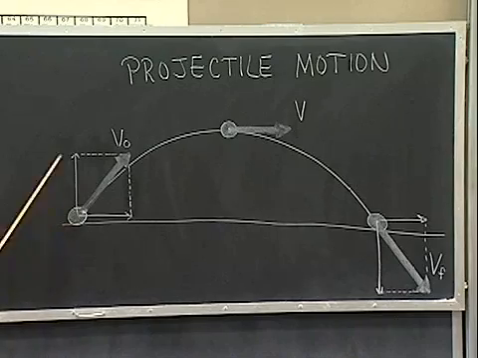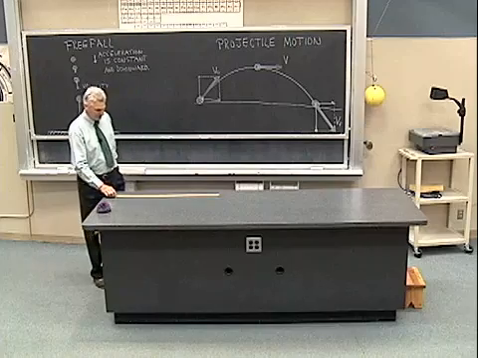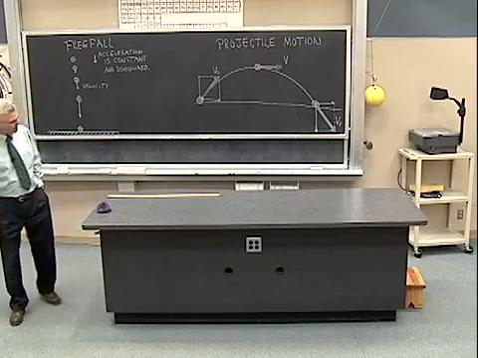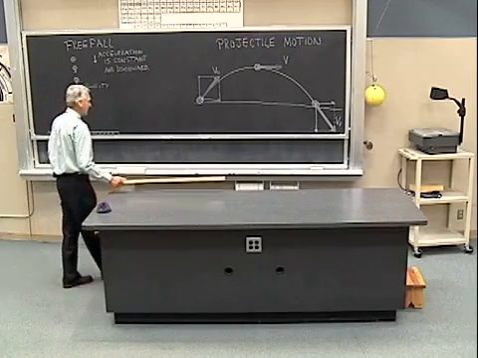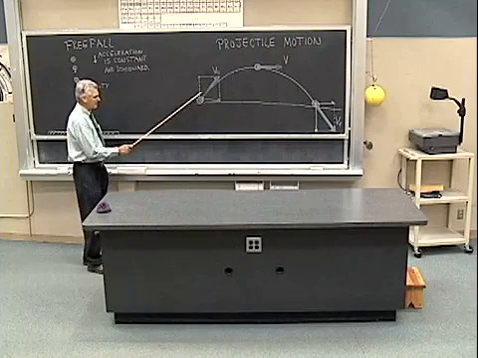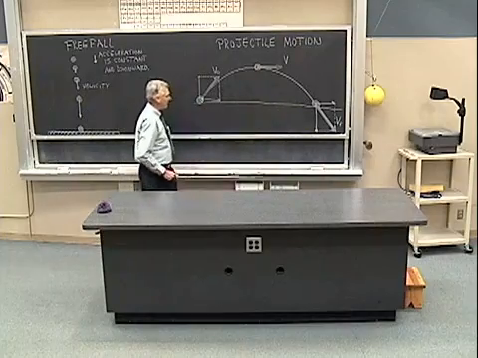The velocity in the vertical direction changes at a constant rate equal to the acceleration due to gravity, 32 feet per second per second. We combine these two velocities, the horizontal component of velocity and the vertical component of velocity, to give us the total velocity at any particular point in the path.